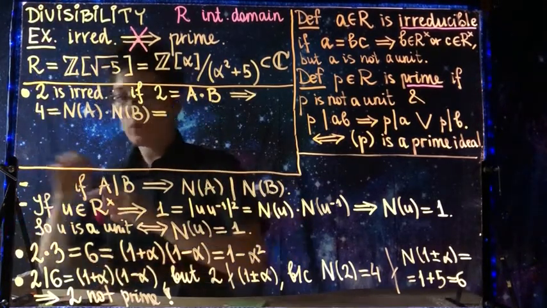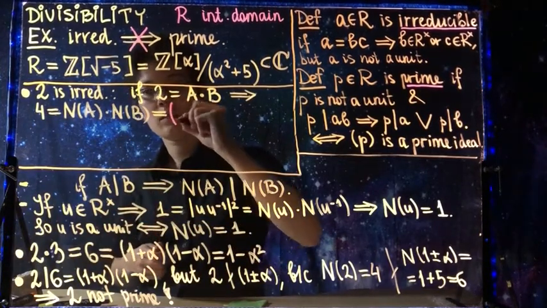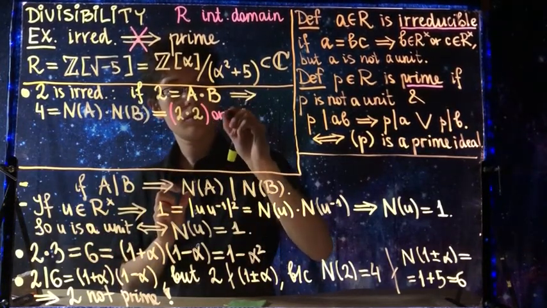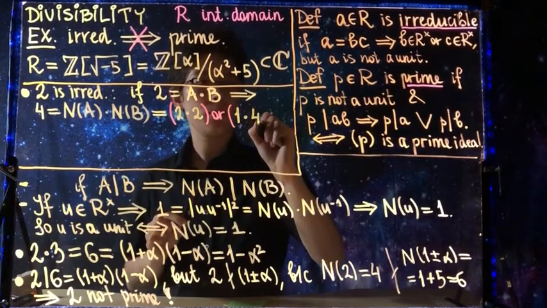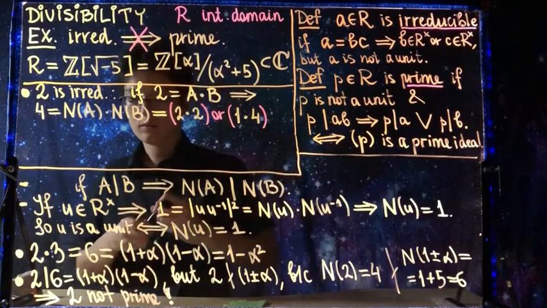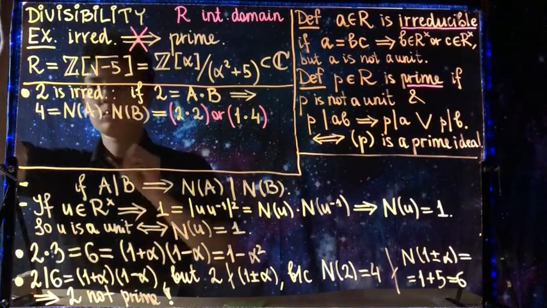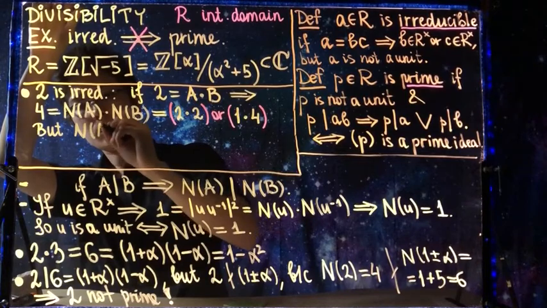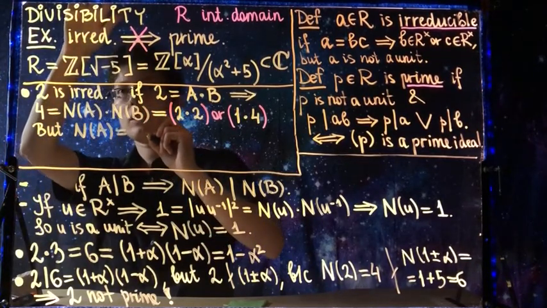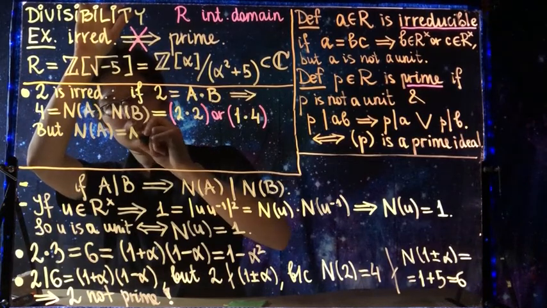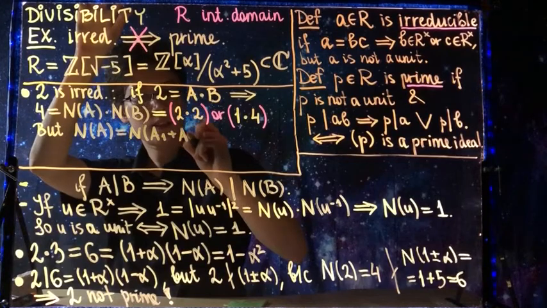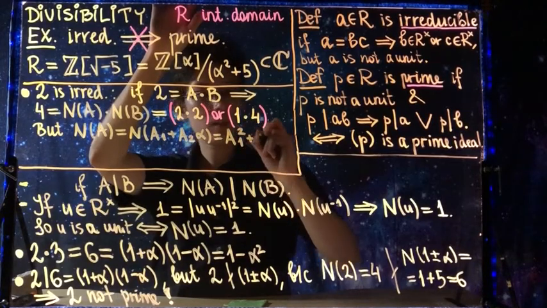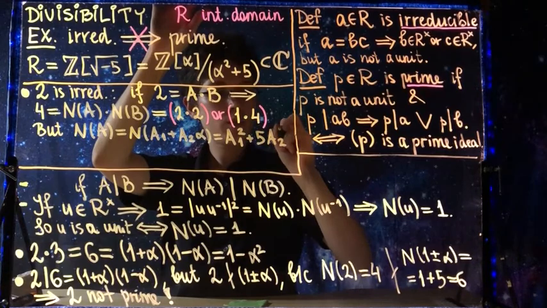So case 1 is when we have 2 times 2, or 1 times 4. But let us look at the norm of the element A. So let's say that it is A1 plus A2 alpha. So the norm is equal to A1 squared plus 5 A2 squared.